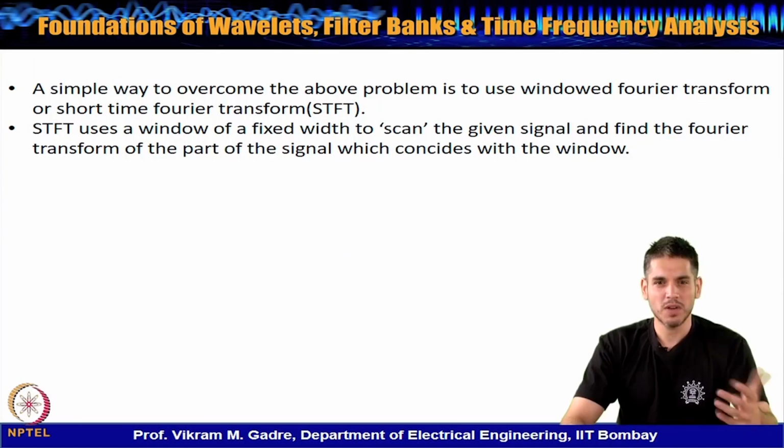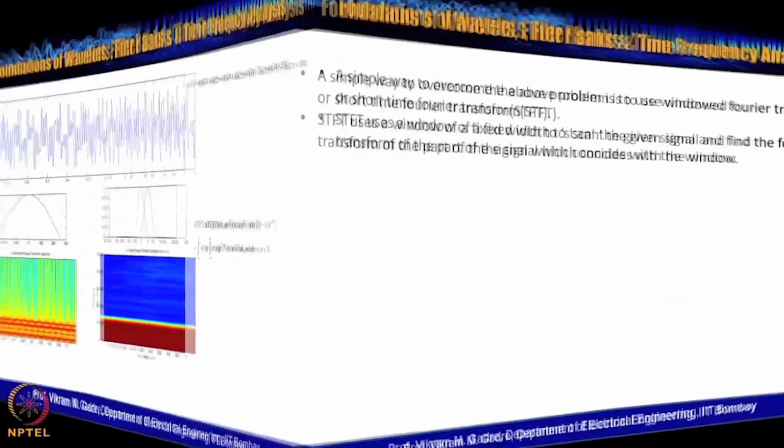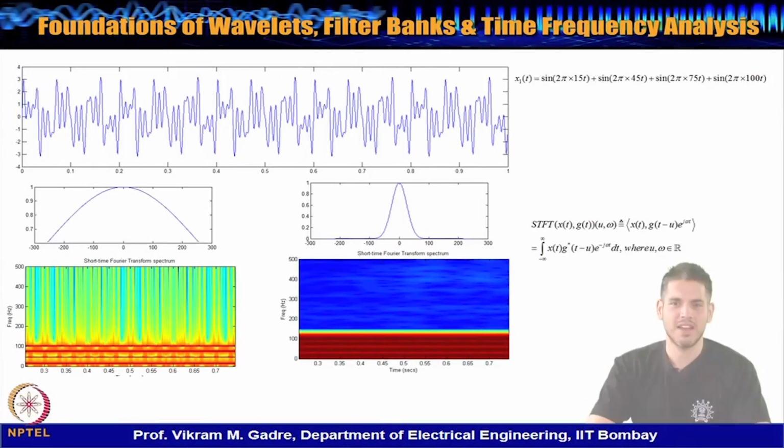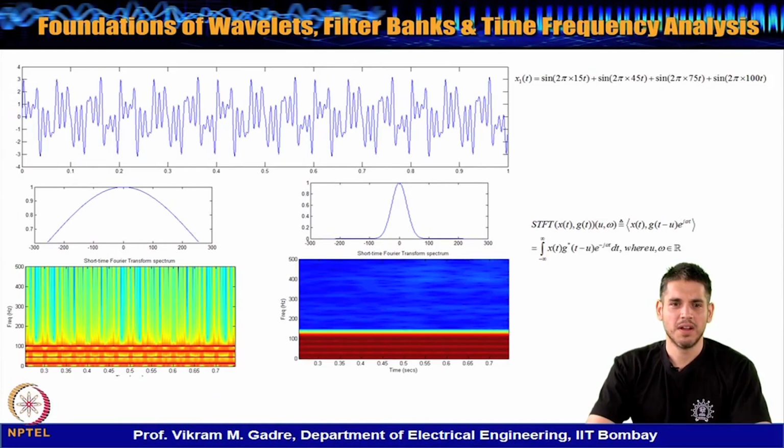Now, can we overcome this problem? The answer is, sure, yes. We can overcome this problem by using a technique which is popularly known as the Windowed Fourier Transform or Short Time Fourier Transform. As we can see, our underlying signal x1(t) has sinusoidal components of 15 hertz, 45 hertz, 75 hertz and 100 hertz present throughout the time from 0 to 1.